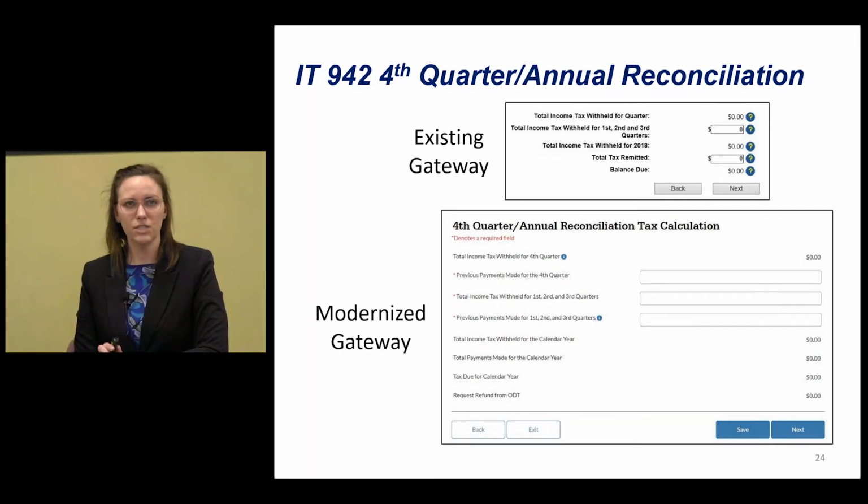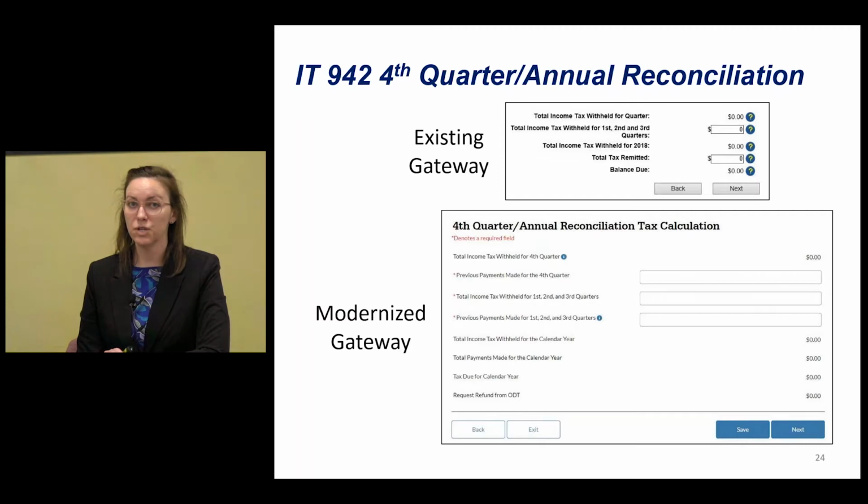So in the screen, I know it's kind of hard to see, the font is really small, but the first thing that comes over is your total income tax withheld for quarter 4. This is pre-filled based on the previous entries when you fill out the schedule on your previous payments for quarter 4. This will come over from what you filled out on the payroll schedule. The previous payments made for fourth quarter is filled in based on how much was previously paid during fourth quarter.